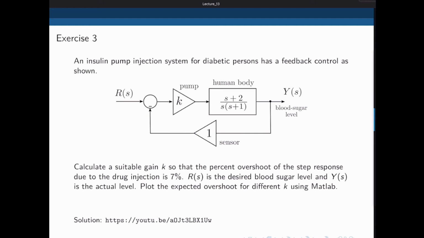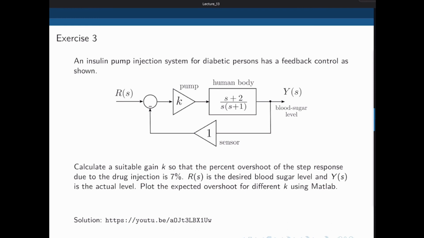I'm actually going to change it to 8% because at 7%, the result is a bit funny and it just adds some unnecessary confusion. So let's do 8% instead. So first things first, calculate the closed loop transfer function. So again, h of s divided by 1 plus h of s. And in this case, h of s is k times s plus 2 divided by s plus 1.